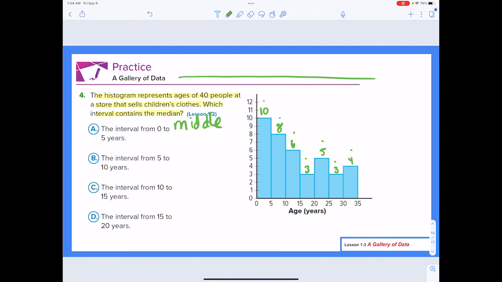6, 3, 5, 3, 4? I don't know. 10, 24, 25, 27, 29, 30. Looks like it's off by 1, but that's okay.